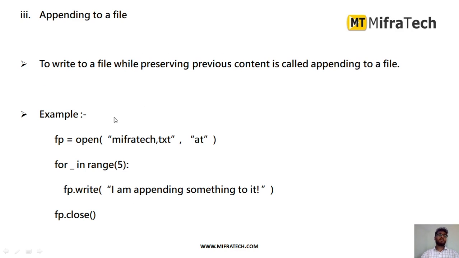Now we'll see how to append. When we already have some text in the file, in order to add extra data to the file we make use of appending. For that, first we have to open the file in appending mode. In this example I am adding text, so I am opening the file in AT mode, which means I am appending text to the data. After that, in order to write the text I have to make use of the write function, fp.write(). I am appending something to it, so this data will be appended to Mifratech. There is already some data present in the Mifratech file, and this extra data will be added to that. After that we will close the file. So this is how we can add some data into a file.